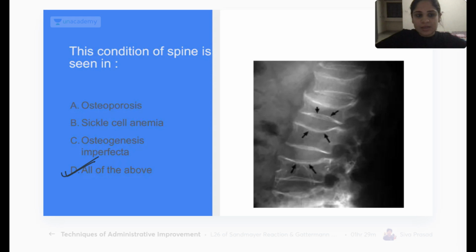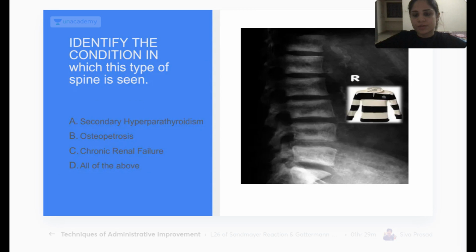What is the appearance called? It is called cod fish spine or fish mouth spine. Okay, so in which condition do you see this cod fish appearance of the vertebra? You see it in all of them. In osteoporosis, because you have vertebral collapse. In osteogenesis imperfecta, because you have vertebral collapse. And in sickle cell anemia also you see it. Okay, so fish mouth spine or cod fish spine is seen in all of the above.